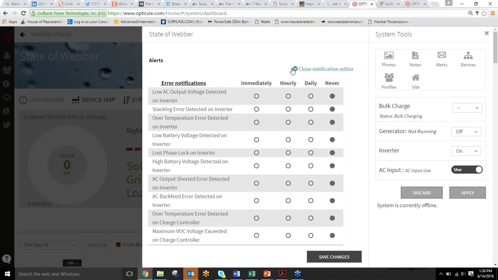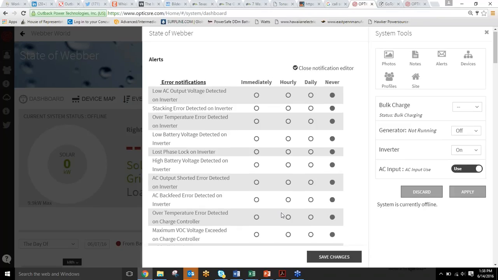messages as well. And we can't get in here because he didn't let me make changes to his system, because otherwise I probably would mess around with it and give him fits. But if you do say we change this to immediately, it will also ask you whether you want a text message or whether you want an email. So any one of these, you can decide when you want it to tell you what's going on and how often you need to know about it.